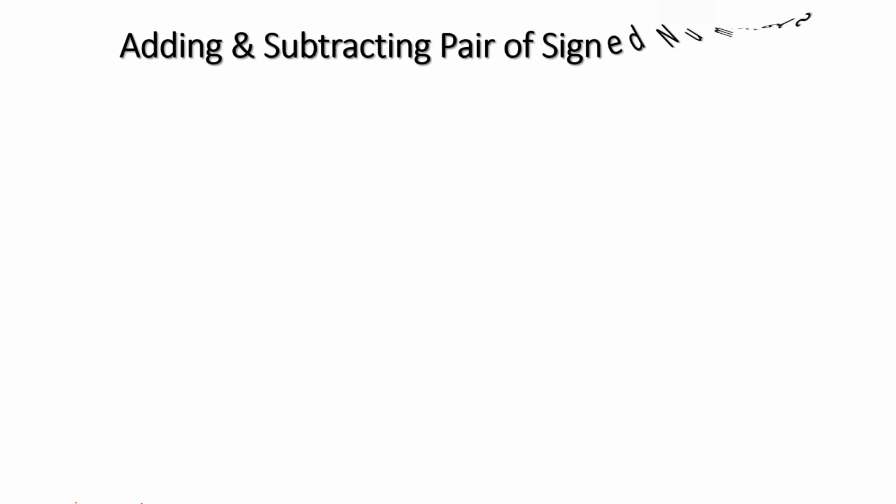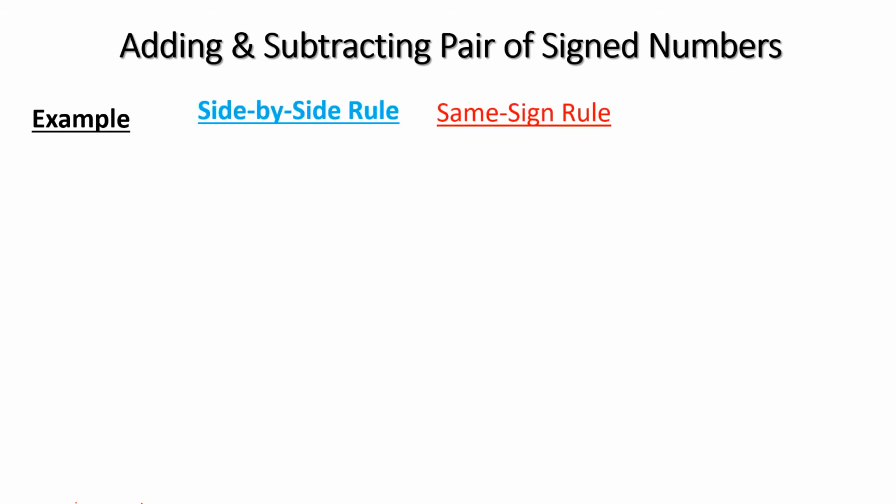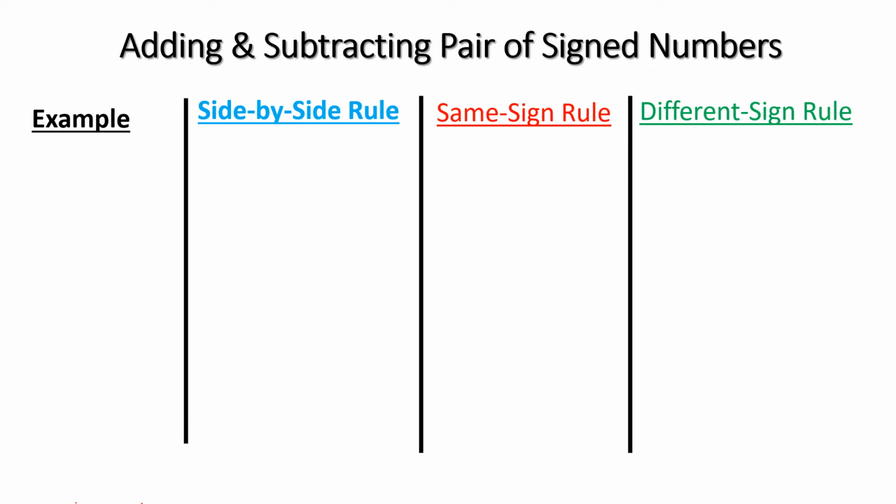Okay, today we are just going to be dealing with adding and subtracting a pair of sign numbers. We have a couple of things I have to tell you in this particular lesson. We have the rule that I already explained, the side by side rule. Now I'm including the same sign rule and the different sign rule. We are going to be explaining all these rules under adding and subtracting pair of sign numbers using an example.